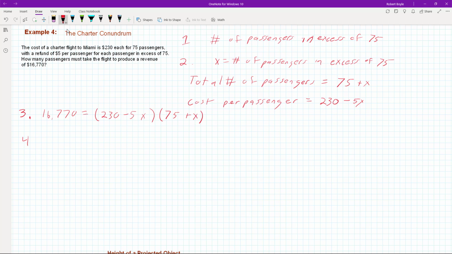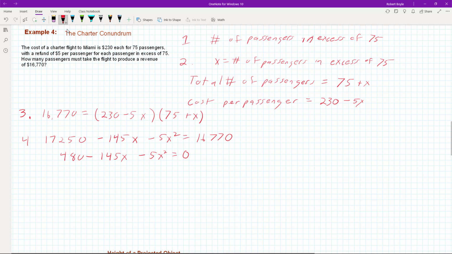Now for step 4, we need to solve this. To solve this, first we can expand this, and if we do, we are going to have 17,250, that's basically 230 times 75, minus 145x, minus 5x squared is equal to 16,770. The very first thing we can do is get this in standard form by subtracting 16,770 from both sides, and if we do, we will then have 480 minus 145x minus 5x squared equal to 0.